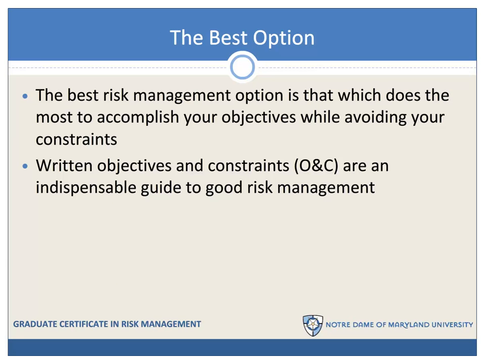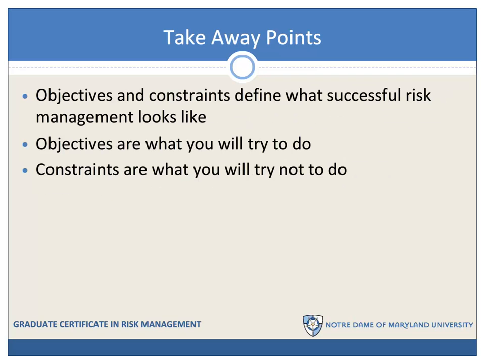Once your risk management process gets down to the problem solving, the very best risk management option is the one that does the most to accomplish your objectives while avoiding your constraints. So if you do a good job in defining this decision context with these two pieces of paper, that's going to give you your basis for making a good objective decision. So the written objectives and constraints are an indispensable guide to good risk management.